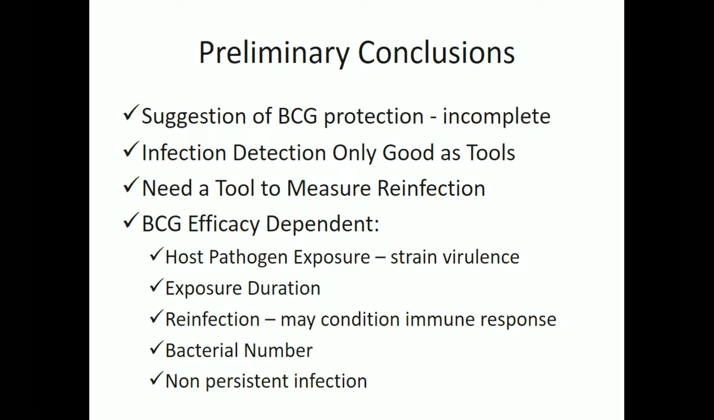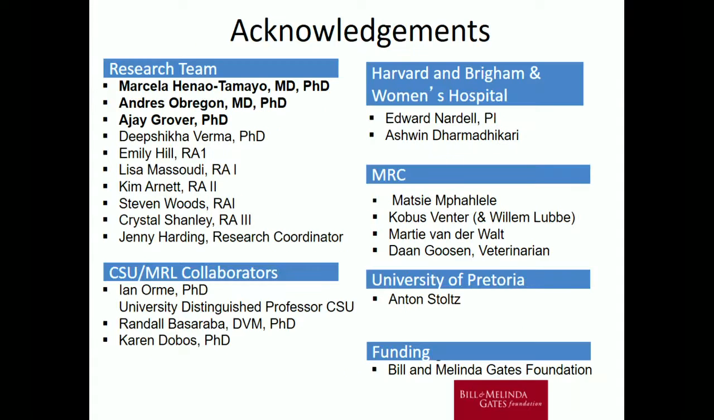So protection seemed to be incomplete in this model, but again, we haven't concluded in terms of infection. The difficulty of defining infection when you have so many measures, none of which are gold standard, is a challenge, especially since transient infection is a part of it. Pathogen virulence is probably a factor, and reinfection is probably a factor.